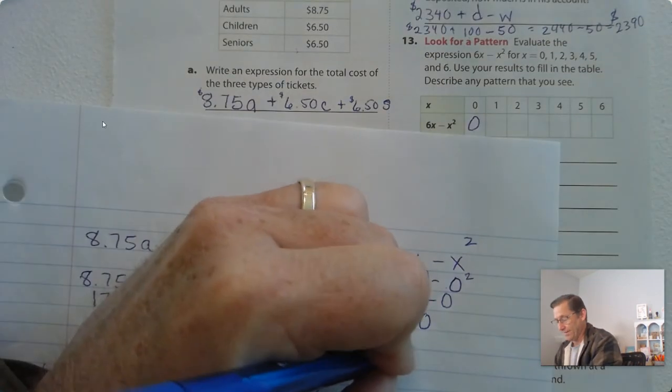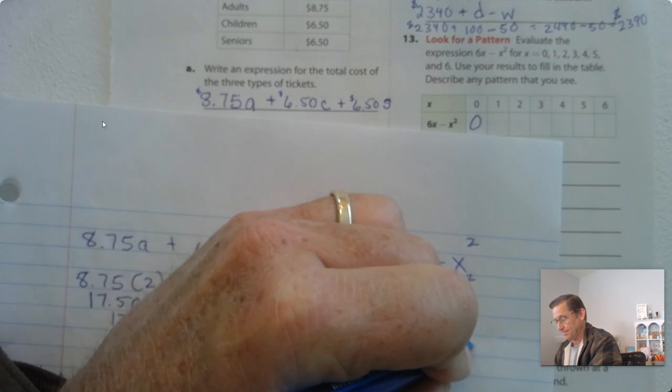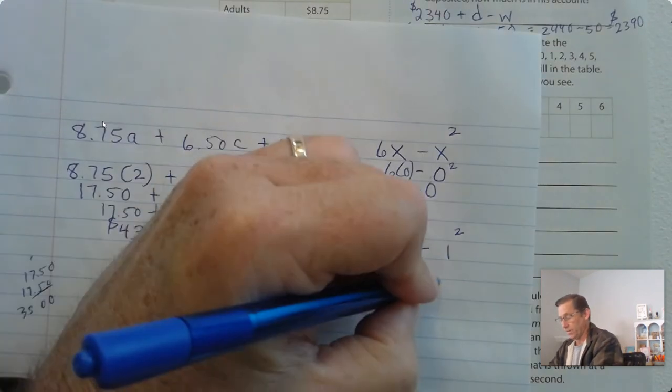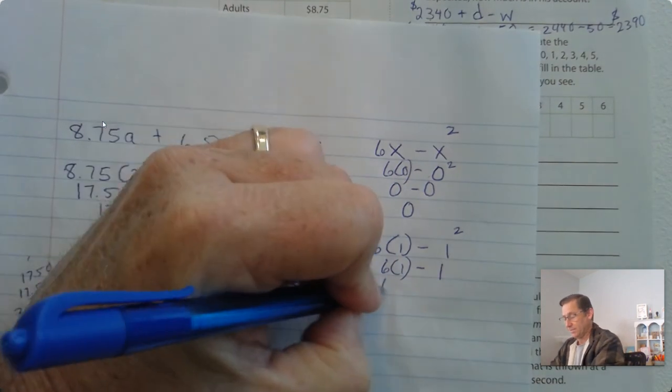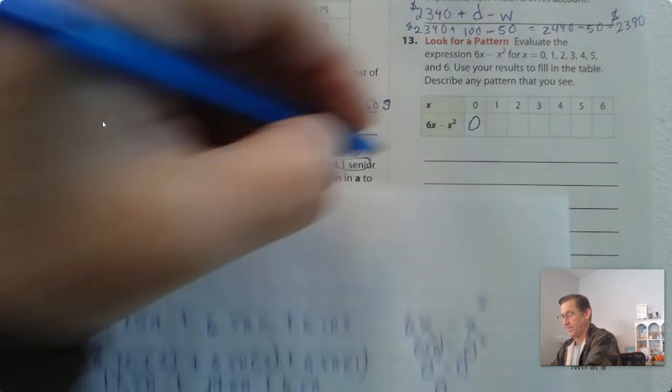Okay, substitute 1 for x. Well, 1 squared is 1. 6 times 1 is 6. 6 minus 1 is 5.